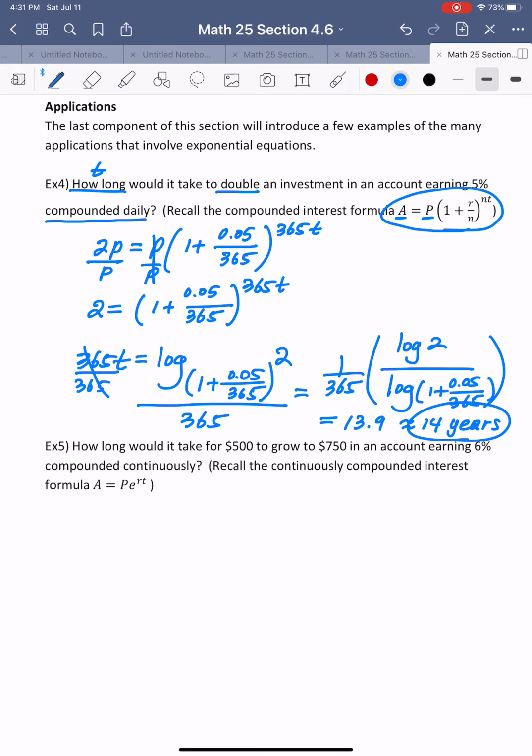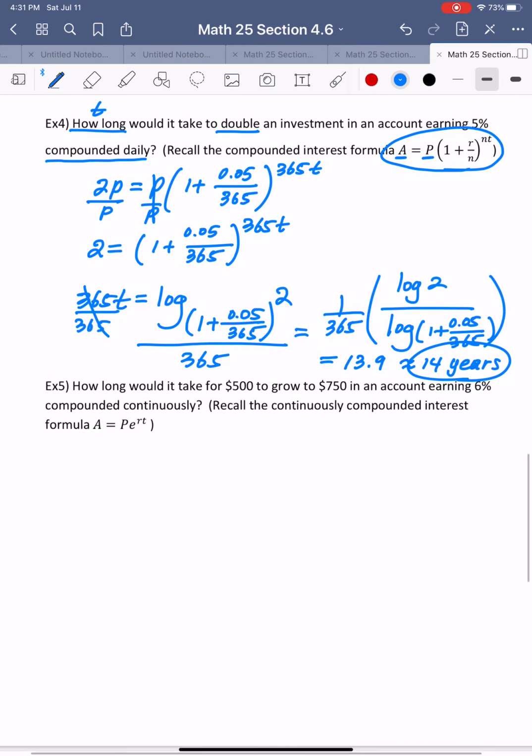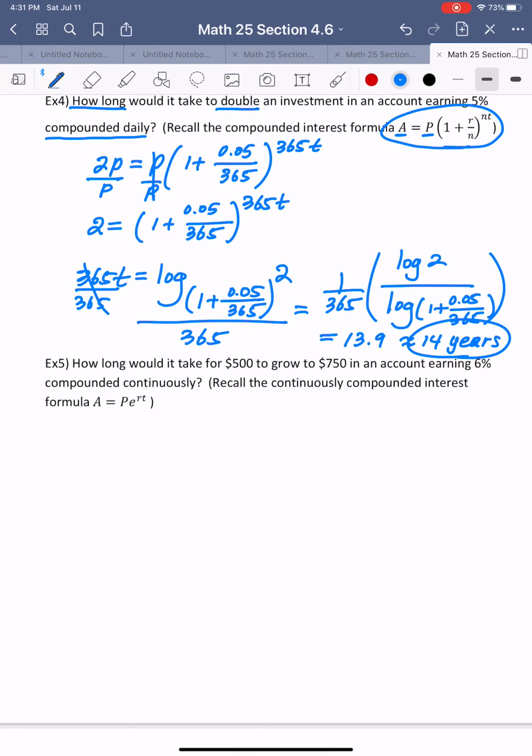Okay? And example 5. How long would it take for 500 to grow to 750 in an account earning 6% compounded continuously? So I give you the continuous compound interest formula, okay? So amount is 750 from the 500 e to the 0.06t years, okay? So divide by 500. So you can reduce it if you want.